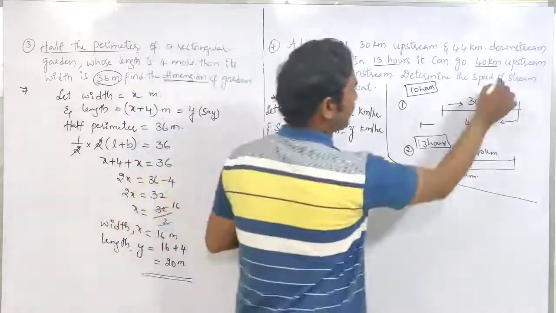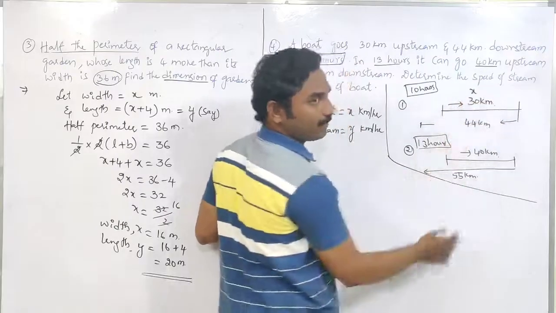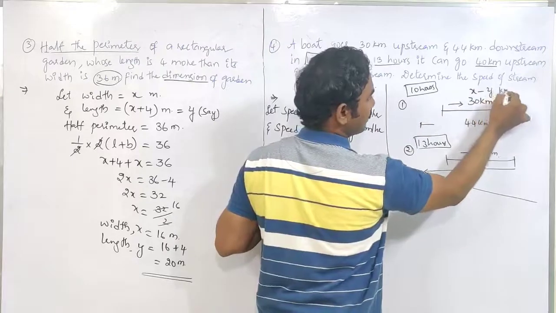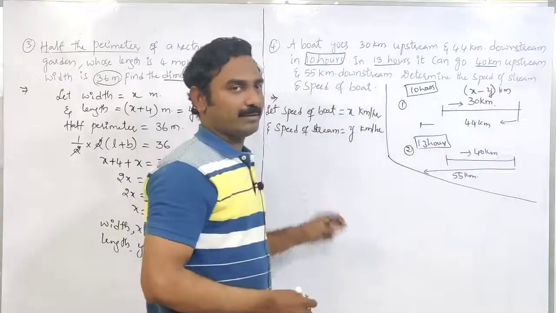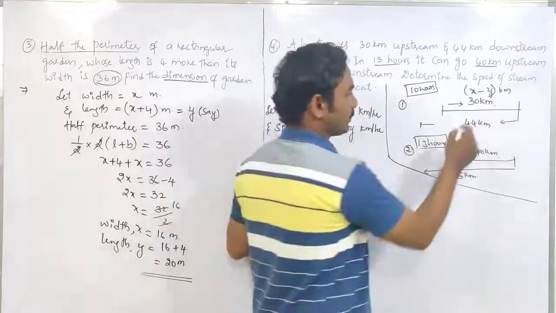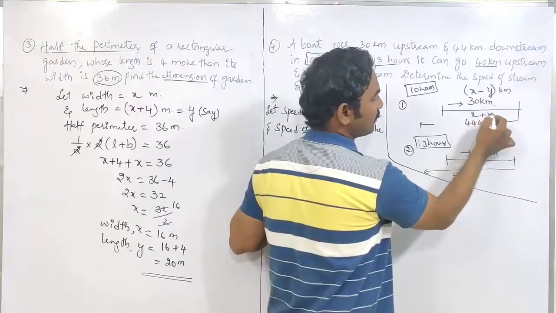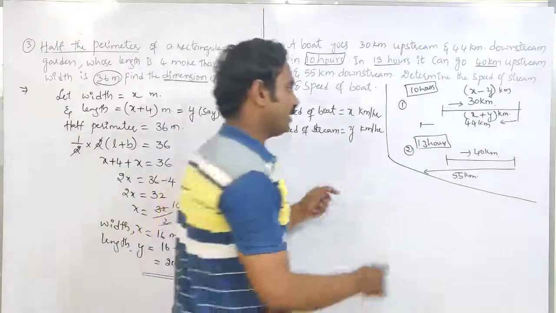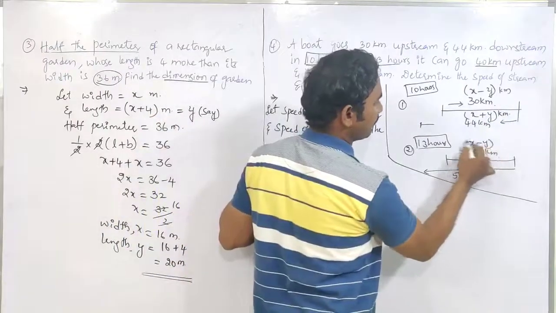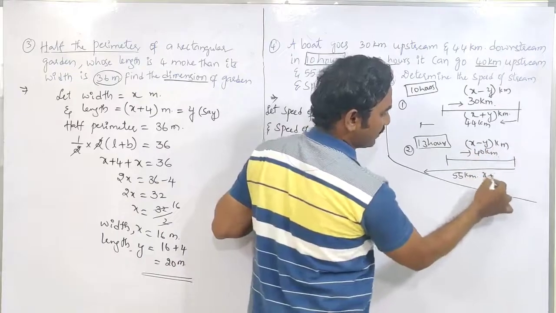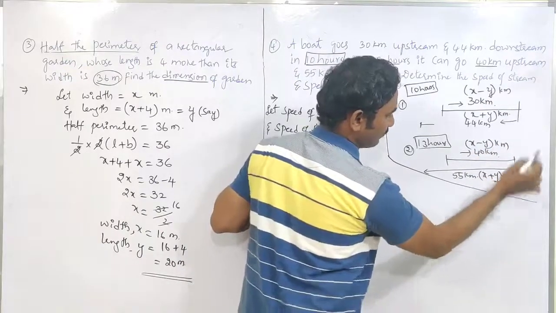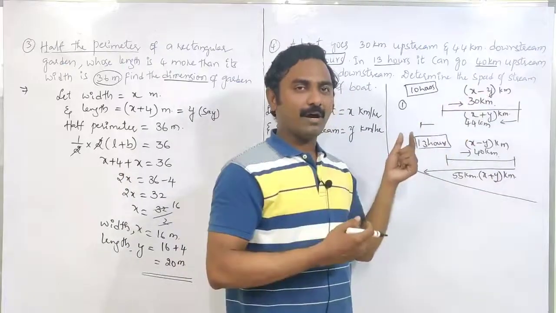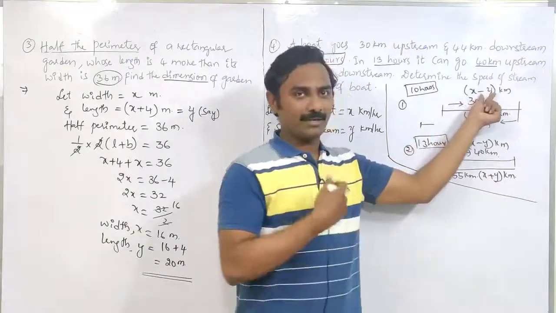During the upward journey, the boat will be going at x kilometers per hour and the water is flowing downstream, so it is in the reverse direction. The speed of the boat will be x minus y. When it is coming downwards, the speed of the boat is x and the water is also flowing in the downward direction, so the speed will be x plus y kilometers per hour. Similarly here also, x minus y when going upstream and x plus y when coming downstream. The stream is in the opposite direction, so it is minus y kilometers.